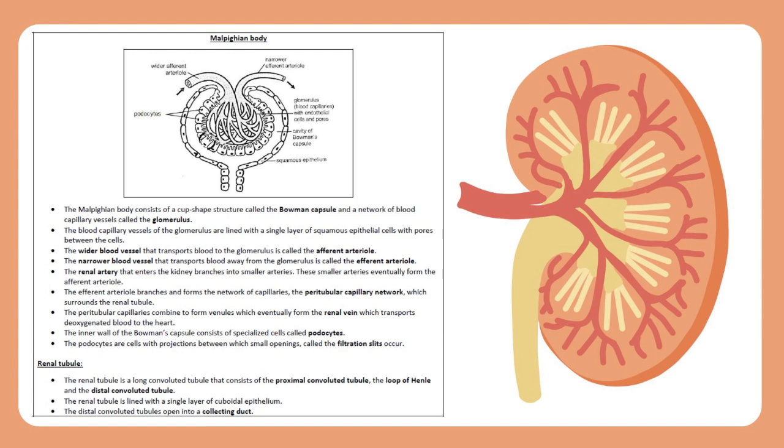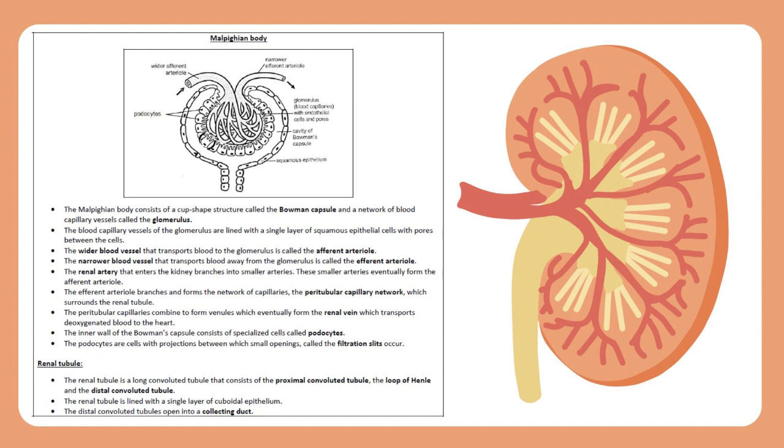Malpighian body. The Malpighian body consists of a cup-shaped structure called the Bowman capsule and a network of blood capillary vessels called the glomerulus. The blood capillary vessels of the glomerulus are lined with a single layer of squamous epithelial cells with pores between the cells.